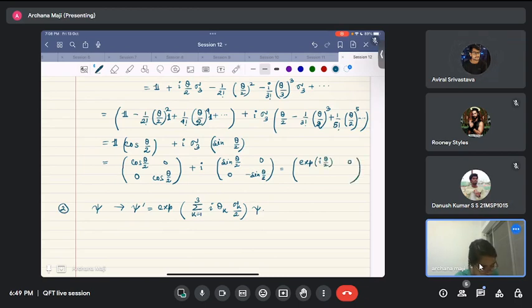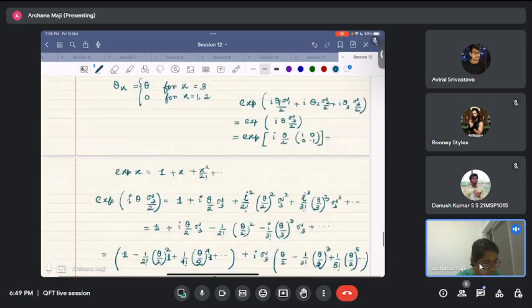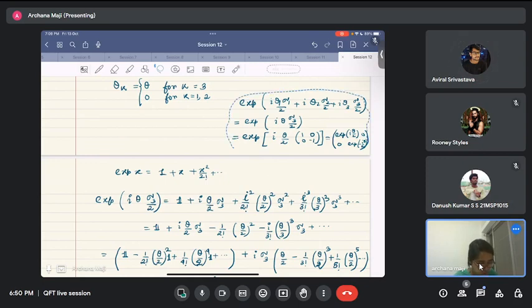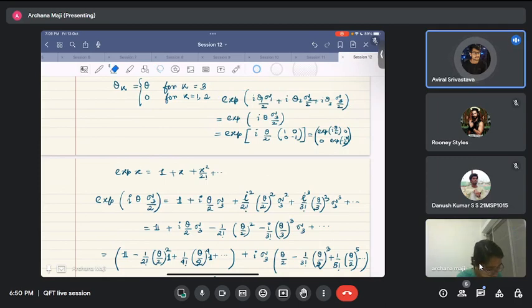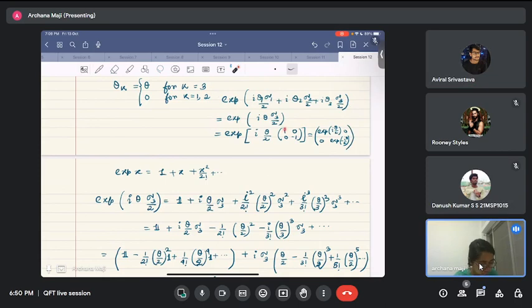0, 0. This is exponential of minus i theta by 2. Since this is diagonal, you can do it immediately. It's exponential i theta by 2, 0, 0, exponential of minus i theta by 2. Right? This is what you got, I guess. Is that right? Okay, so in this case, we will not apply again this property of summation, like this series. Whenever your matrix is diagonal, you can immediately take the exponential.